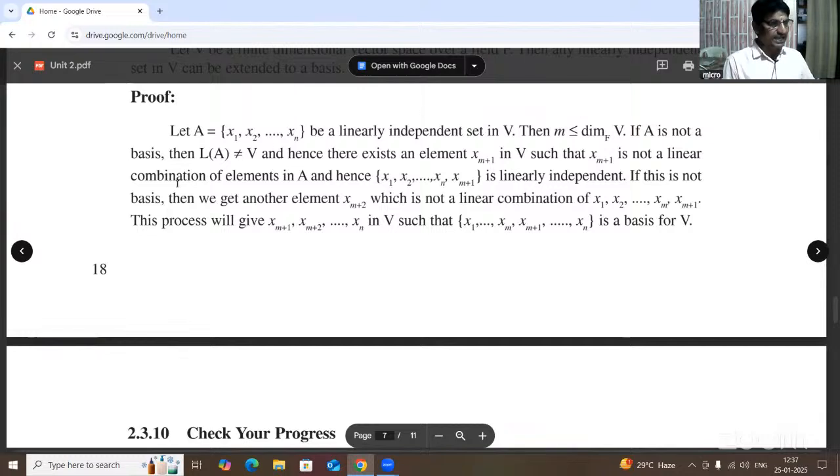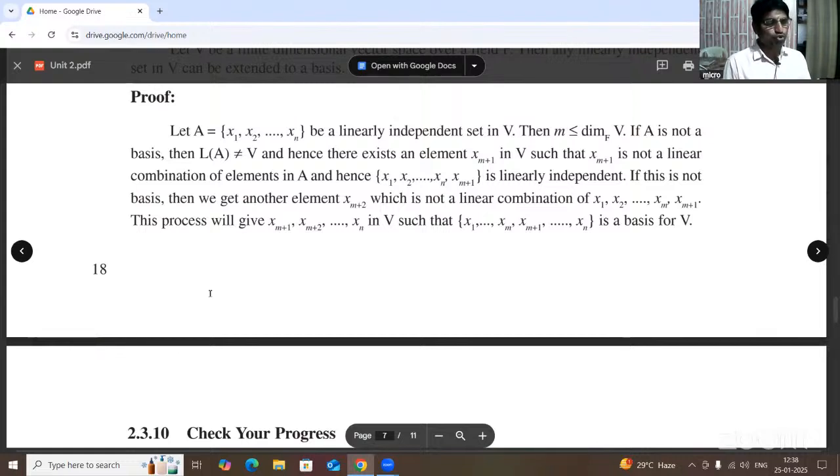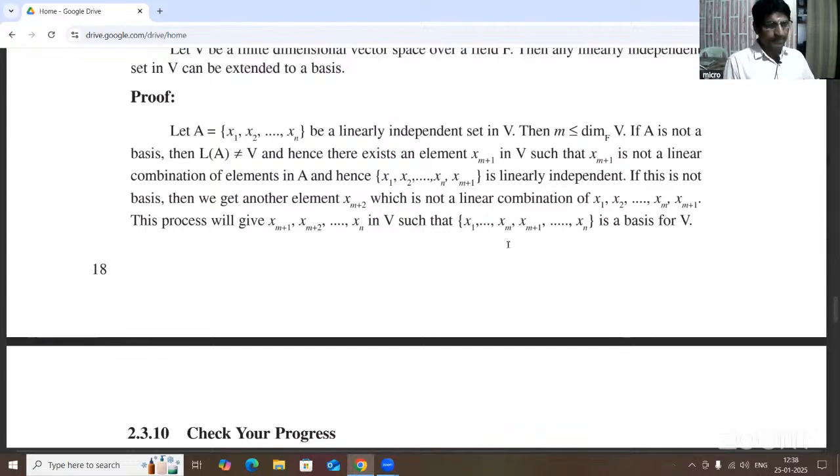Suppose x(m+1) is not a linear combination of the elements in A. Then the set can be written as x1, x2, and so on, xm and x(m+1), which is linearly independent. This is not yet a basis, because we can get another element x(m+2). In the same manner, we write x1, x2, and so on, xm, x(m+1), x(m+2), and so on, in between the n elements. If an element is written as a linear combination of this part, then it is linearly independent and a linear span.